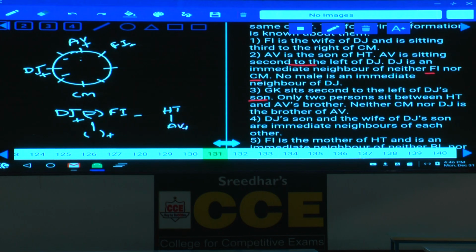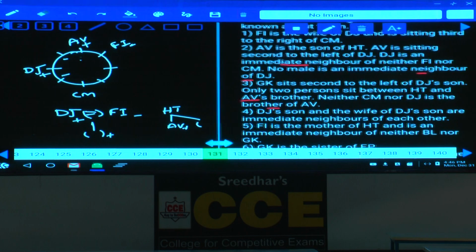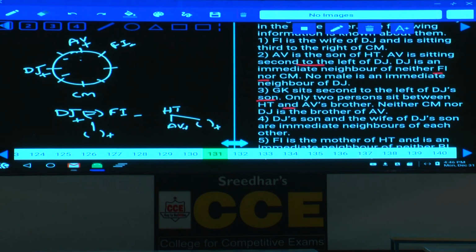Only 2 persons sit between HT and AV's brother. Now AV is having a brother as well, isn't it? Only 2 persons sit between HT and AV's brother, only 2 people are in between these 2. Then where can this HT be? And neither CM nor DJ is the brother of AV.